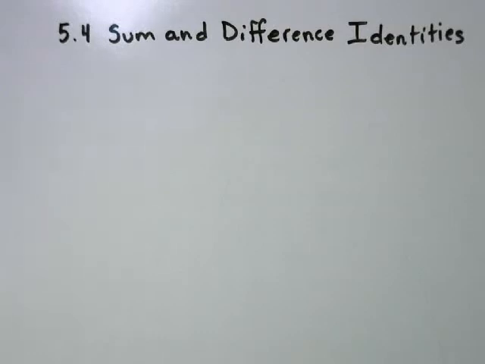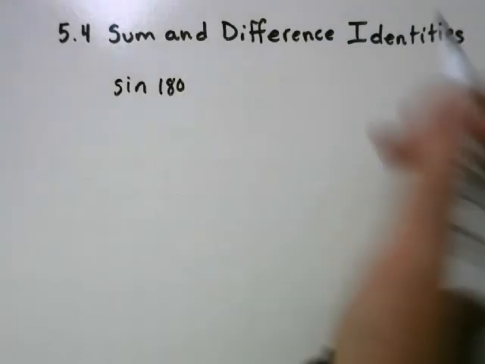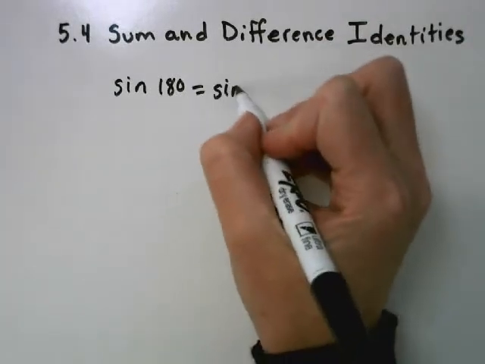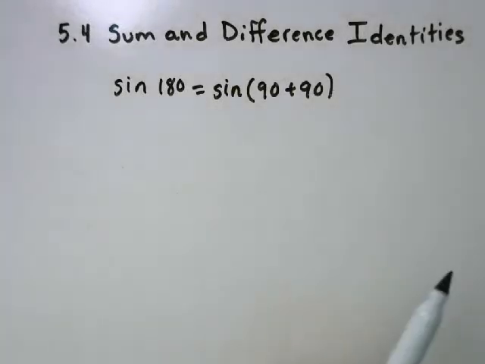Today's lesson is on the sum and difference trigonometric identities. I'm not going to derive them for you. There is a derivation in your book if you'd like to take a look. I'm just going to use kind of a proof by contradiction. So let's say I have sine of 180. I can write that as sine of 90 plus 90.